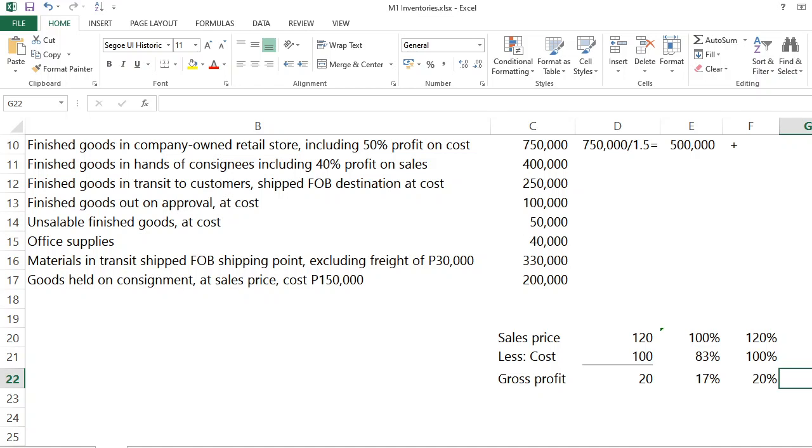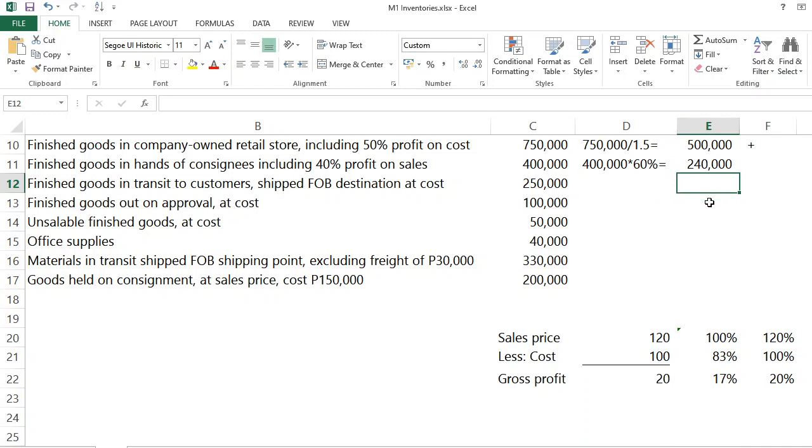Ay, tama ba? 400. Kani. This is 400. And then this is 40%. So kani DI is 60. 40% man daw. 40% profit on sales. So this is 40%. So how much is this? That's 60%. Therefore, your cost there is 400 times 60%. And that is 240,000. Okay? So medyo libog siya, no?